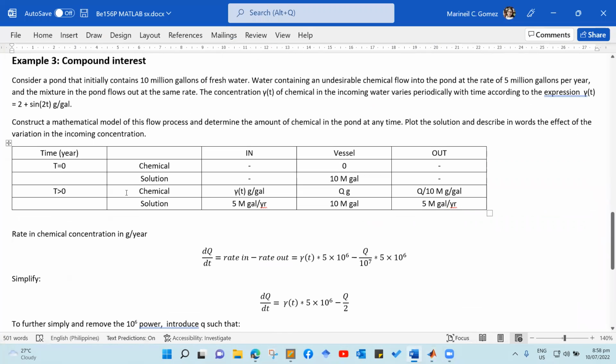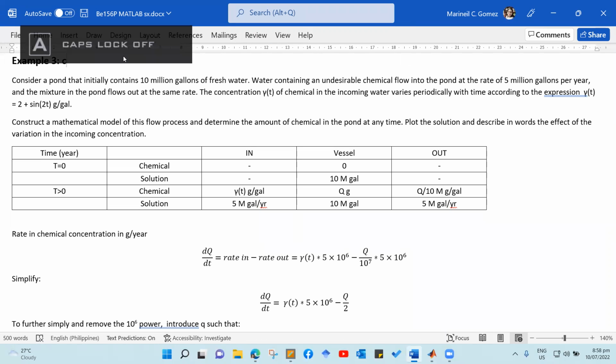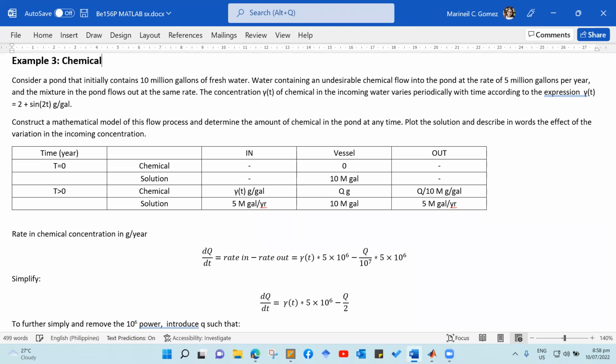So example number 3, sorry, this is not a compound interest. This is chemicals in a pond. We have here a pond that initially contains 10 million gallons of fresh water. Now we have water containing undesirable chemical flowing to the pond at the rate of 5 million gallons per year. And the mixture in the pond flows out at the same rate.